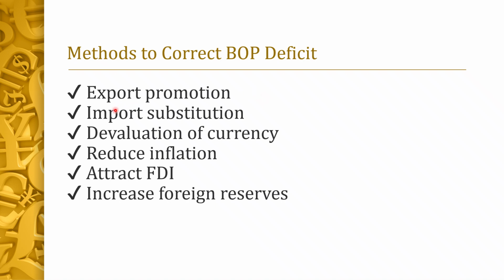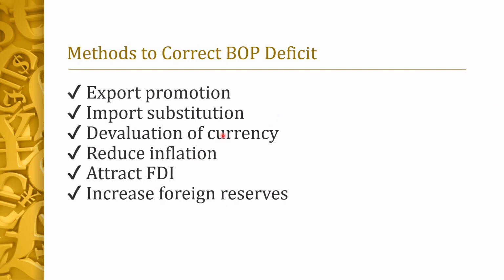The next method could be import substitution. Find a substitute for the import, producing domestically instead of importing it. This reduces foreign exchange outflows. For example, India is encouraging mobile manufacturing and semiconductor production to reduce import dependence.